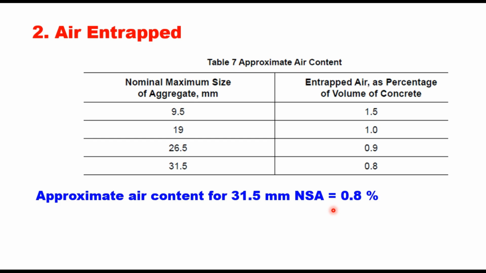Now air entrapped. Selection of mix proportions will require the estimation of air entrapped in the concrete. And IRC 44 suggests these guidelines for nominal maximum size of aggregate, what should be the entrapped air? So for 31.5 millimeter nominal size, it is 0.8%, and therefore we take 0.8% as the air entrapped.